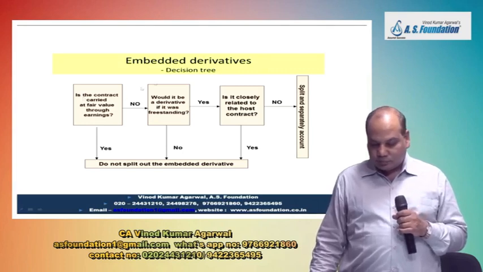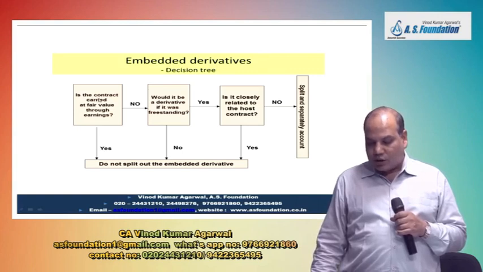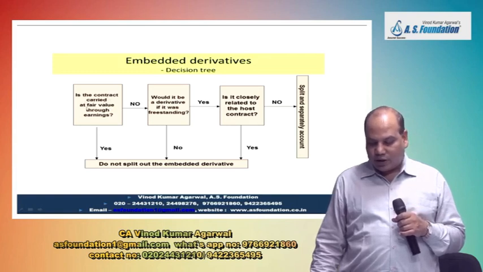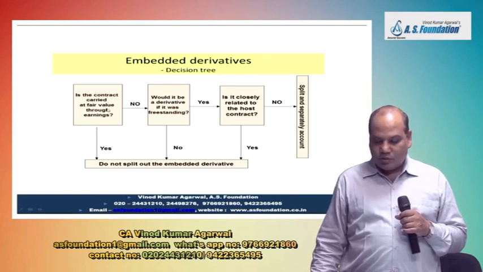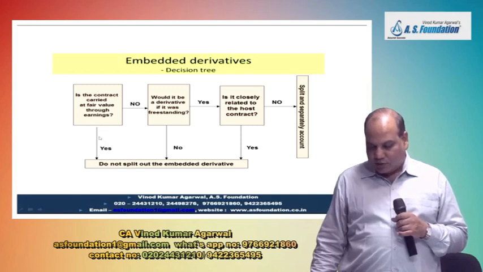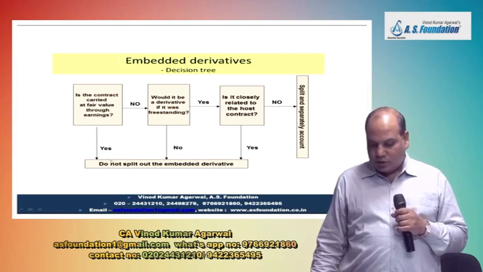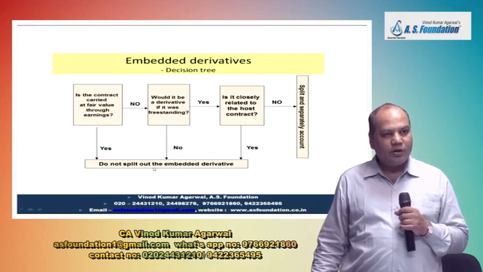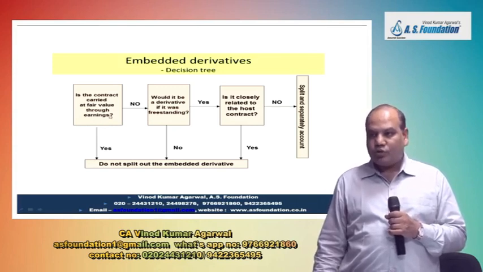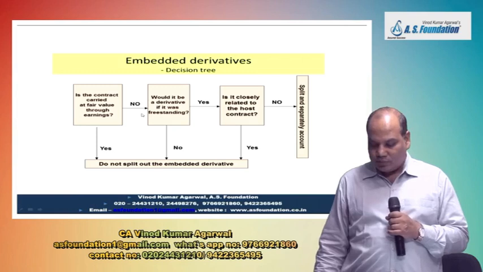Okay. So this is like a decision tree. First, is the contract carried at FVTPL? Just write down, is the contract carried at FVTPL? Or is the host contract carried at FVTPL? If the answer is yes, the host contract is carried at FVTPL, then do not split out the embedded derivative. No need to split the embedded derivative. No need to separate.